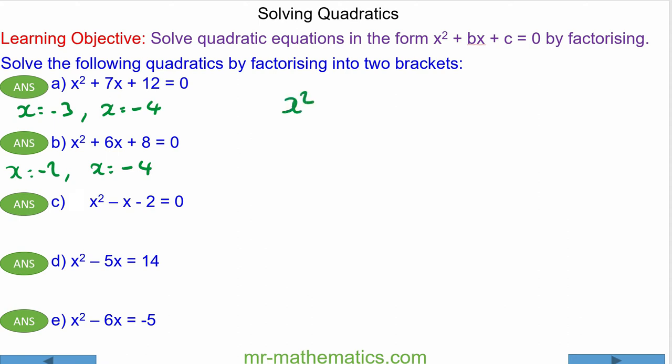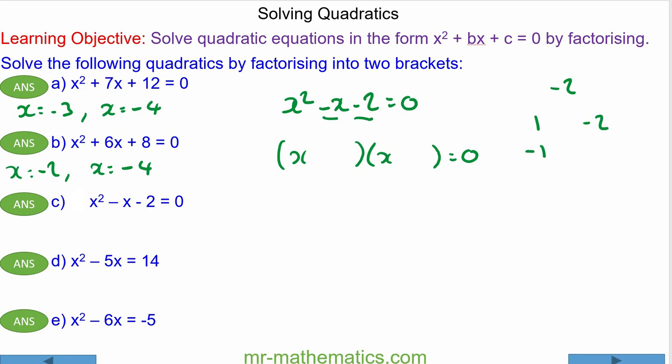Question C, x squared minus x minus 2 equals 0. Again, into two brackets. And two numbers that multiply to make negative 2, but add to make negative 1, or negative x. So negative 2 is 1 multiplied by negative 2, or negative 1 multiplied by positive 2. And 1 take away the 2 will make negative 1. So x plus 1 and x minus 2.